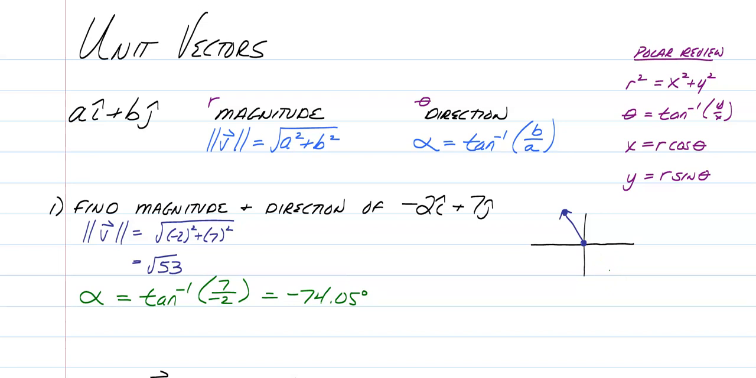We don't want quadrant 4. We want to be in quadrant 2. So this is 180 minus 74.05. So our alpha, or our direction, is 105.95 degrees. And if you kind of look at that vector, that'll tell you exactly how far you're going, which is kind of like your Pythagorean theorem again. And it is going to tell you how many degrees you have gone, kind of like from the unit circle, from our positive x. All right? And that's how you find magnitude and direction.